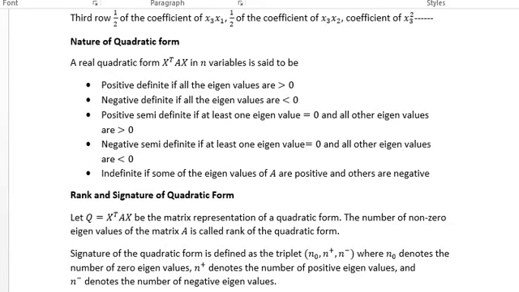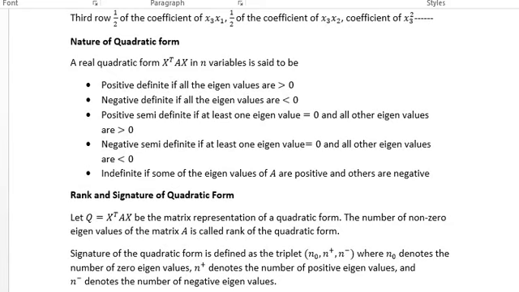So this is the nature of the quadratic form. That is, we have positive definite, where all the eigenvalues are positive. Negative definite, where all eigenvalues are less than 0, that is negative. Positive semi-definite, in this sense, at least one eigenvalue will be equal to 0 and all the remaining eigenvalues will be greater than 0. Negative semi-definite means one eigenvalue will be equal to 0 and all other eigenvalues will be negative, that is less than 0.